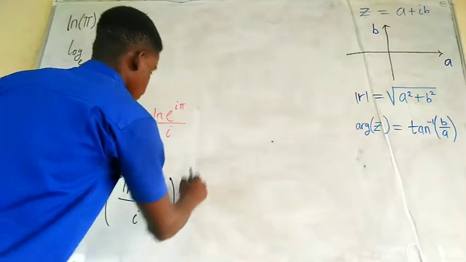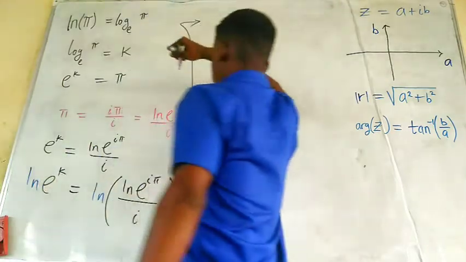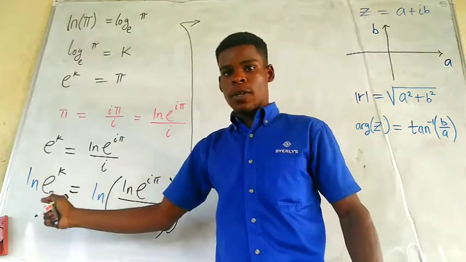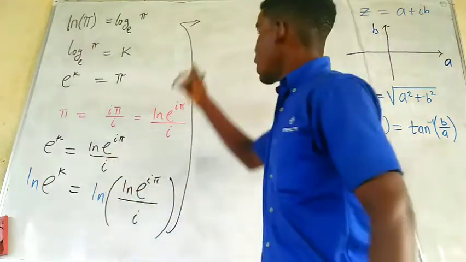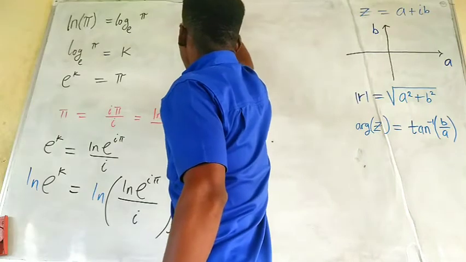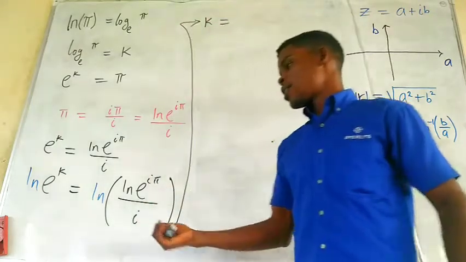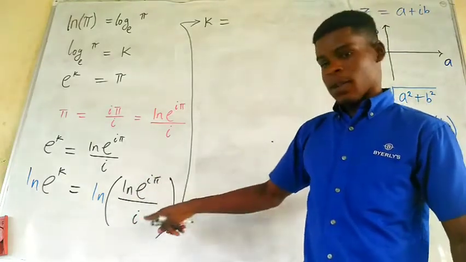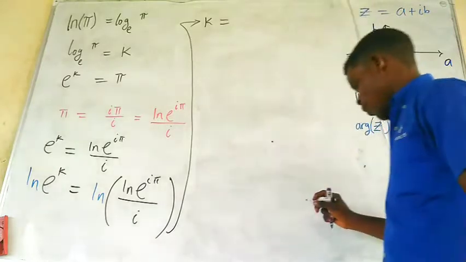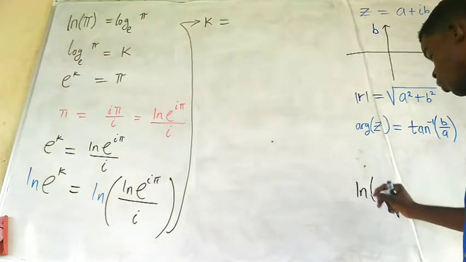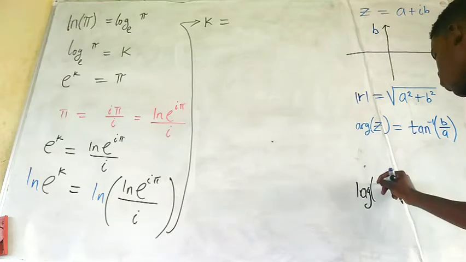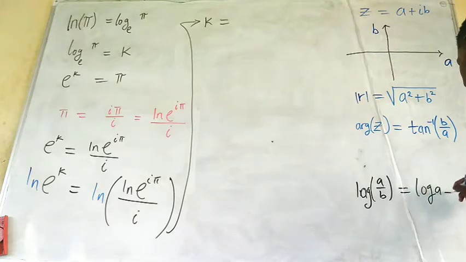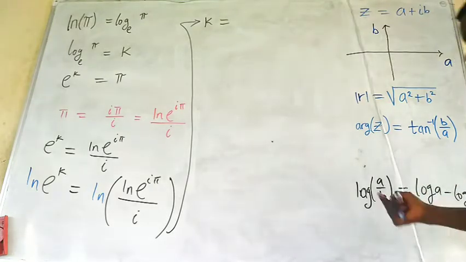Let's take this up. On the left, we just have k ln e, and ln e is going to be 1, so that is k times 1, that is k. So on the left-hand side we just have k, and k is equal to, on the right-hand side, since it's ln of a numerator and denominator, ln of the numerator minus ln of the denominator. From the log property, the logarithm to any base of a over b is the same thing as log of a minus log of b. So that's what we just apply right here.